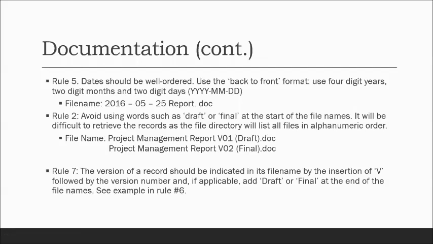Okay? So, in using dates in the name of a file, use the back to front format. So, what does back to front mean? You can use the 4 digits, the year first, okay? And then the month, and then the days. So usually for the month and days we use 2 digits. Okay, so an example of this is 2016-05-25 report.doc. So, that means this report was made on May 25, 2016. So you can use this naming convention.